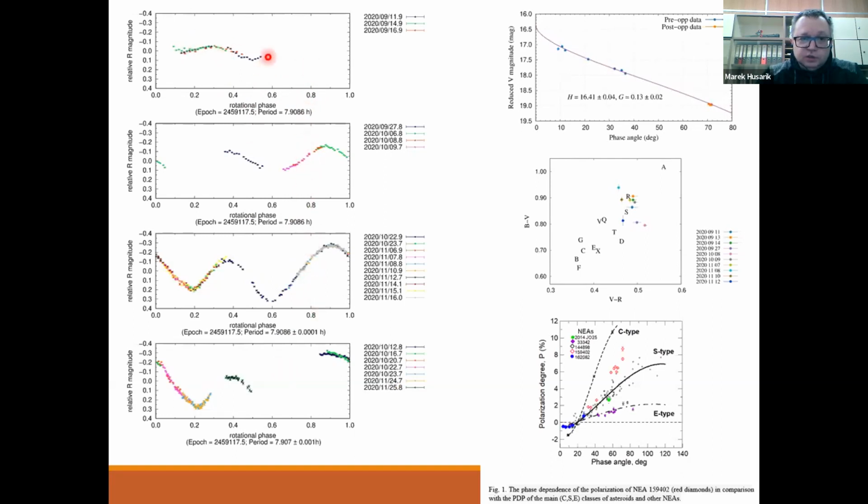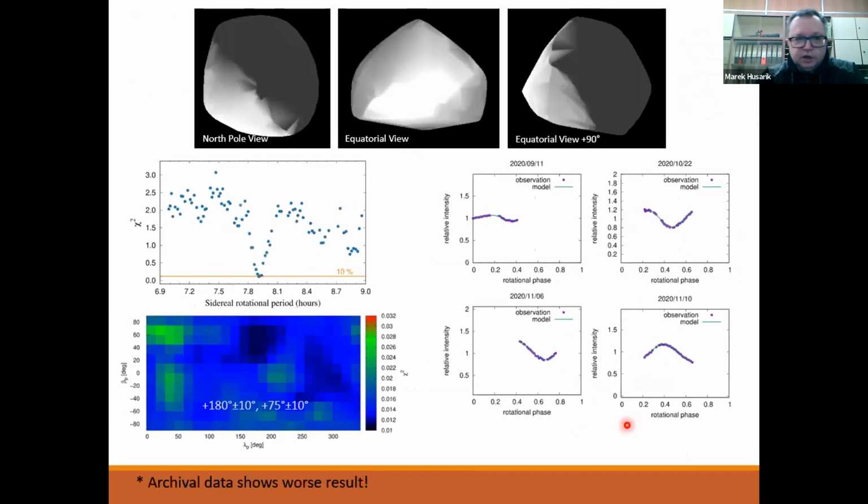You can see that here is a very flat light curve, and then the light curves have more and more larger changes. There is a calculated absolute magnitude and G-slope. Colorimetric observations from our data show that this asteroid must belong to the S complex taxonomy. This is one picture from the polarimetry.